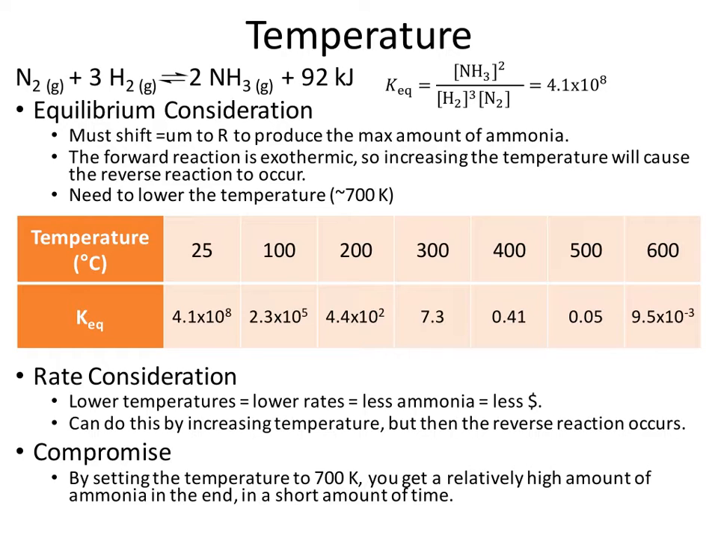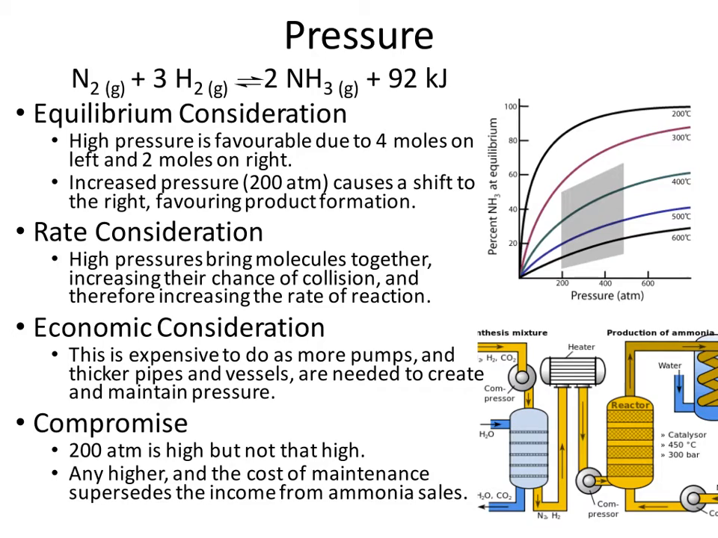Now, how about pressure? What does this do? So pressure, if we look at this, this is a nice system here, because on this side over here we have 1 plus 3, we have 4 moles, and on this side we have 2 moles. So if we increase our pressure, Le Chatelier's principle suggests that we'll have equilibrium shift to the right. And so that's basically what happens. And again, chemists and engineers have settled on a number of 200 atmospheres.